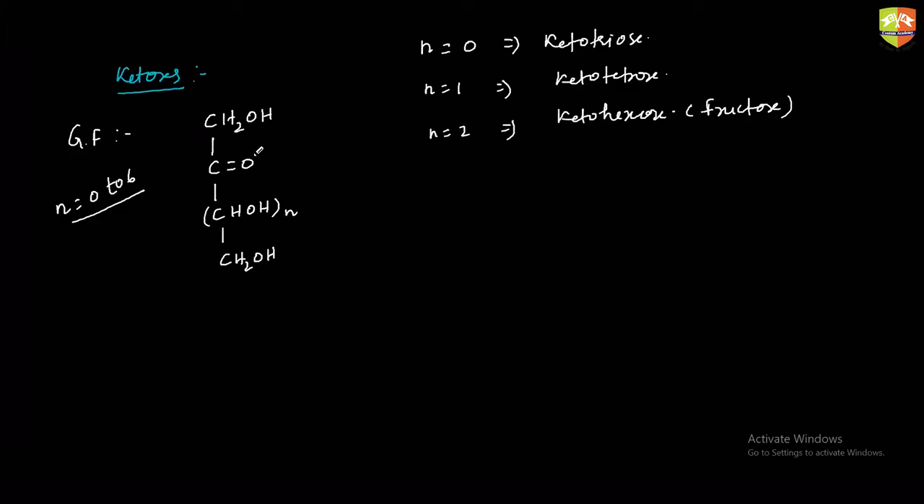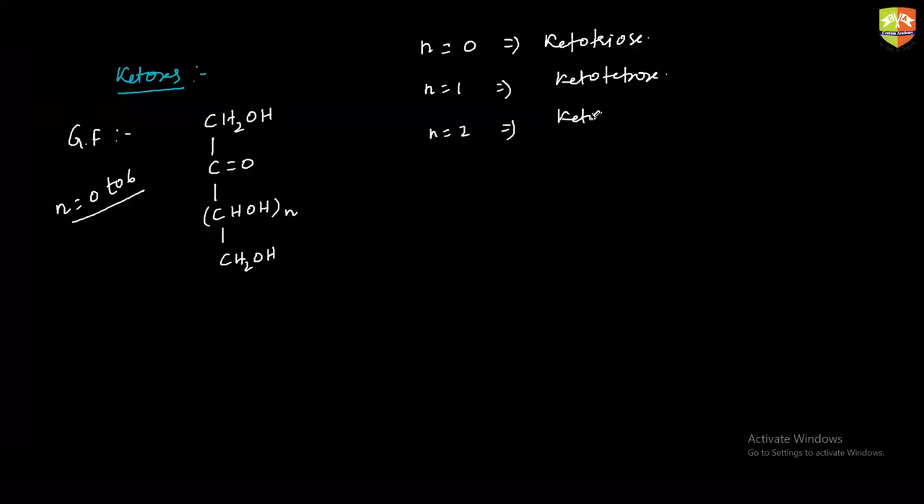We'll discuss that later. Sir, you missed keto pentose. If n is equal to 3, n is equal to what? Oh, I missed keto pentose. So it will be 0, 1, 2. 2 is pentose. Sorry, 2 is keto pentose and 3 is keto hexose. That is fructose. So correct it.